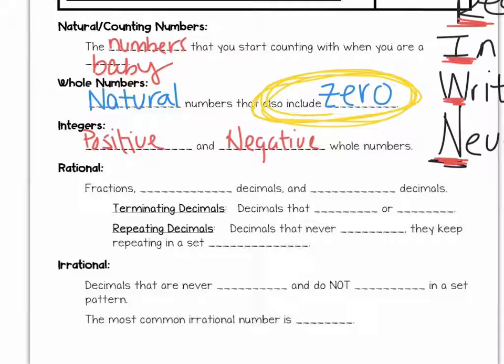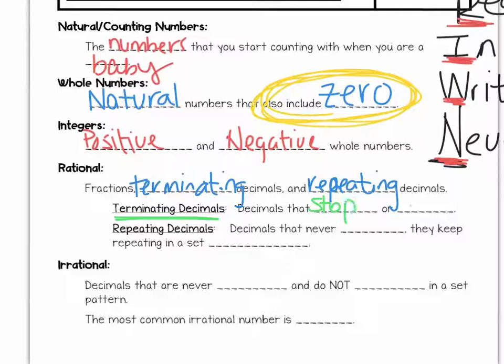So if I look at it, they are fractions, terminating, and repeating decimals. Repeating. Having problems spelling that there. Okay, so we have fractions, terminating, and repeating decimals. Terminating decimals are decimals that stop or end, okay? So let's look at this. Again, terminating decimals are decimals that either stop or end.